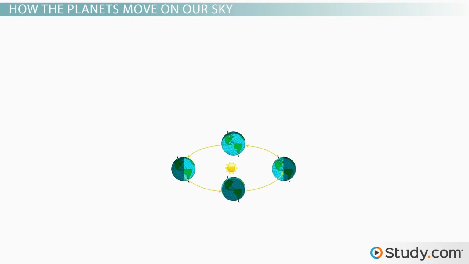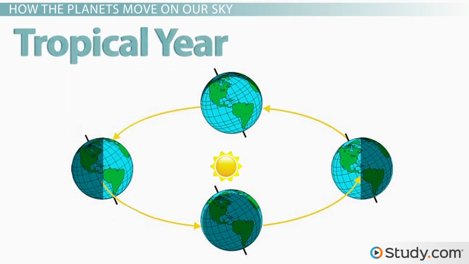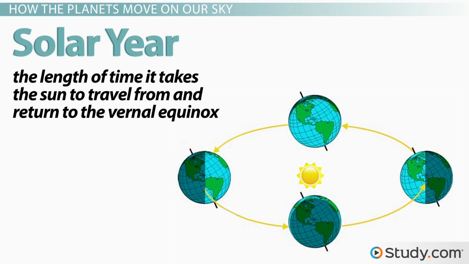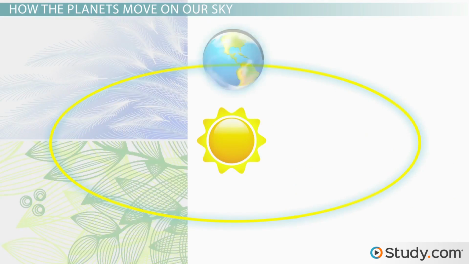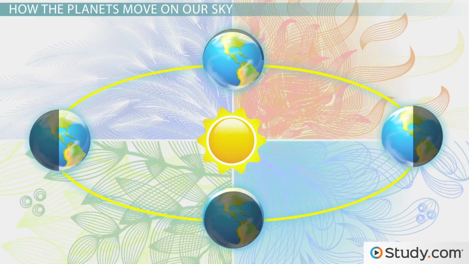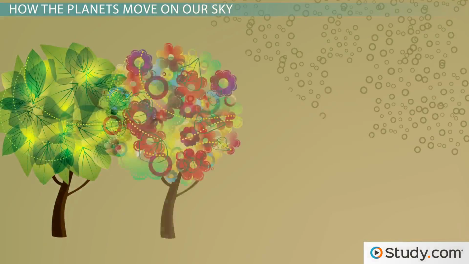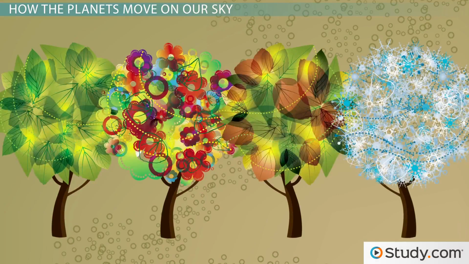To understand why leap years exist, we first need to define a tropical year. The tropical year, aka the solar year, is the length of time it takes the sun to travel from and return to the vernal equinox. The tropical year is the same time it takes for the cycle of the seasons to repeat, and that length of time is about 365.242199 days long. That's 365 days, 5 hours, 48 minutes, and 46 seconds. See the lesson on the cycle of the seasons for more on what the vernal equinox is with respect to the seasons and the position of the sun.